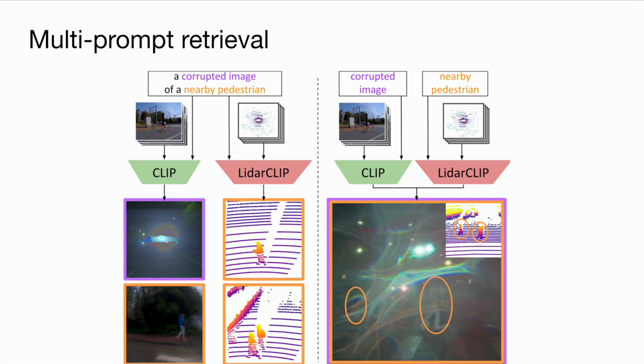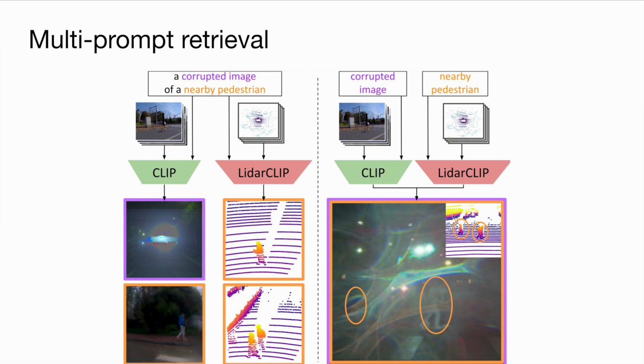However, we propose to use separate prompts for the separate modalities. So for a pair of images and point clouds, we query the image for the prompt "a corrupted image", and we query the point cloud for the prompt "a nearby pedestrian". And then by ranking these scores jointly, we're able to retrieve scenes that the image believes are very corrupted and the LiDAR believes are very likely to contain a nearby pedestrian. And you can see an example of this on the right side.